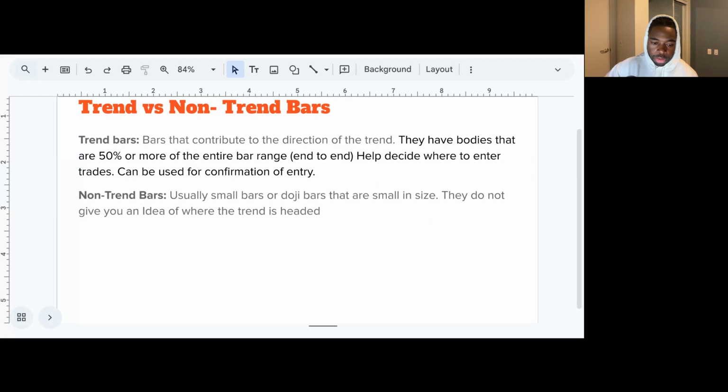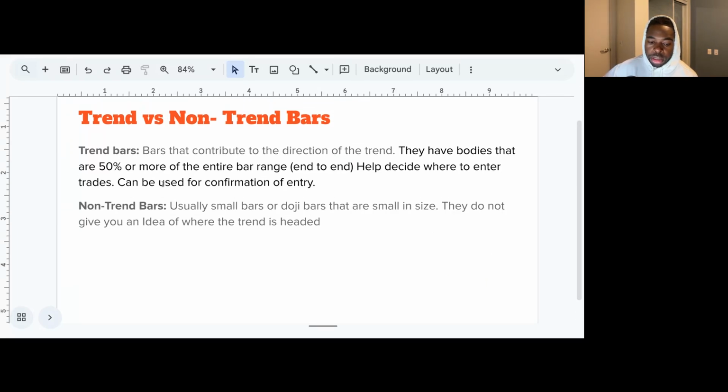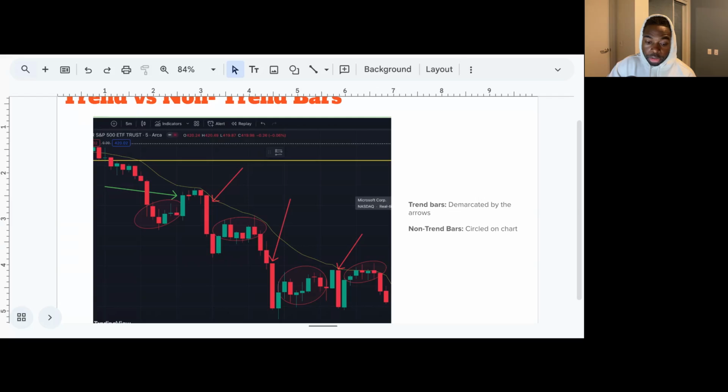All right. Trend versus non-trend bars. This is a concept where trend bars are big bars that contribute to the direction of a trend. Non-trend bars are those small bars or dojis that do not contribute to the direction of a trend. What does that look like? Look at this. This is a downtrend, right? Because from left to right, we're going down. Big red bars show that they're pushing price down. And then when we get to these small little bars, non-trend bars, price just goes sideways.